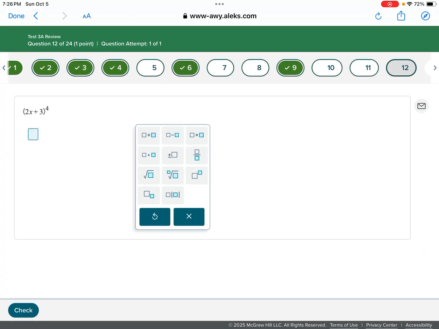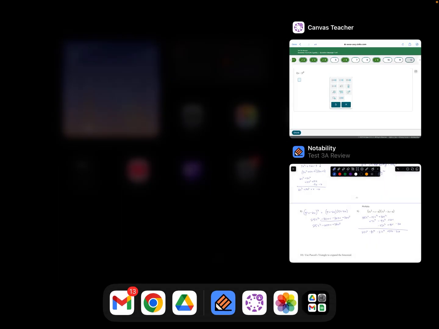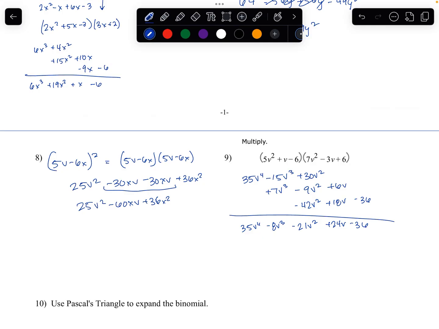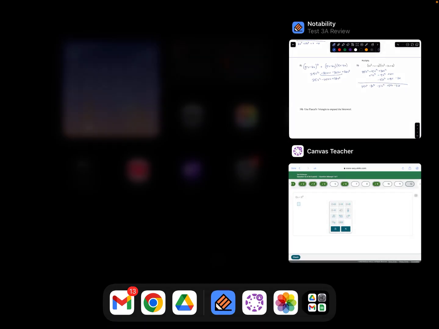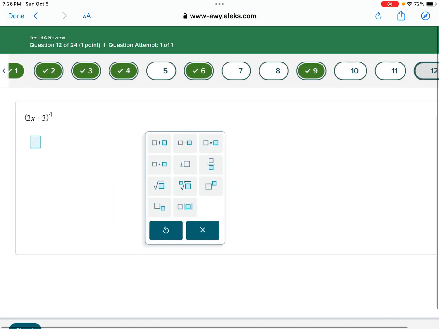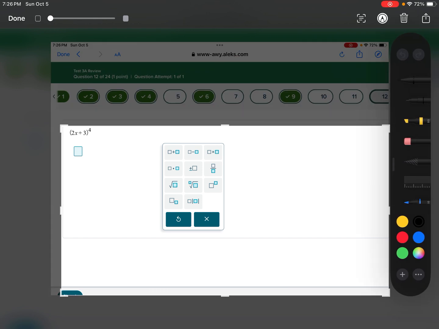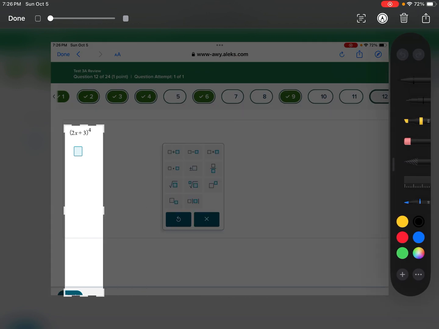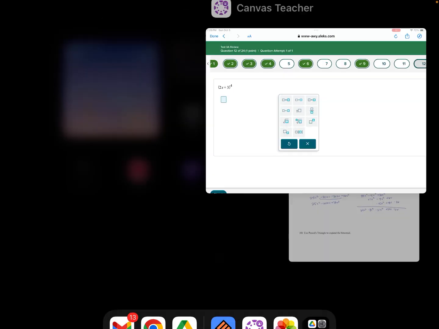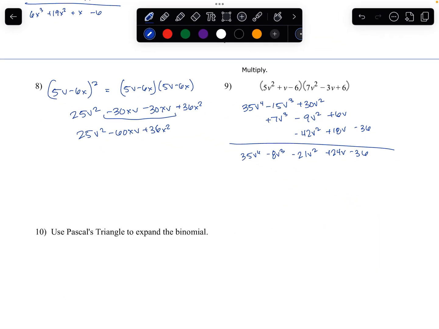So for 12, that's going to be what's going for 10. So for 12, this is using Pascal's triangle. This is a good one to practice. Pascal's triangle will be given to you guys on the AP exam. You will have that for you, so you don't have to memorize it.